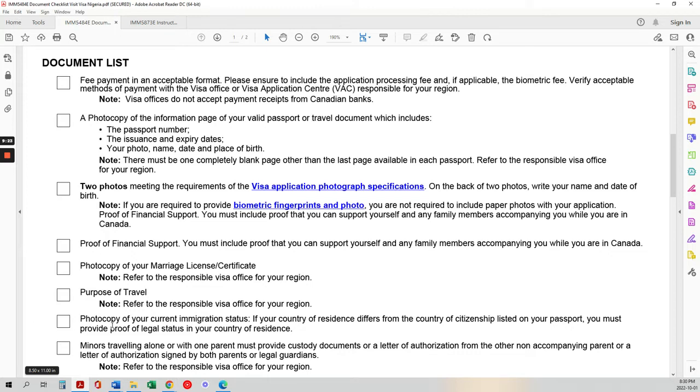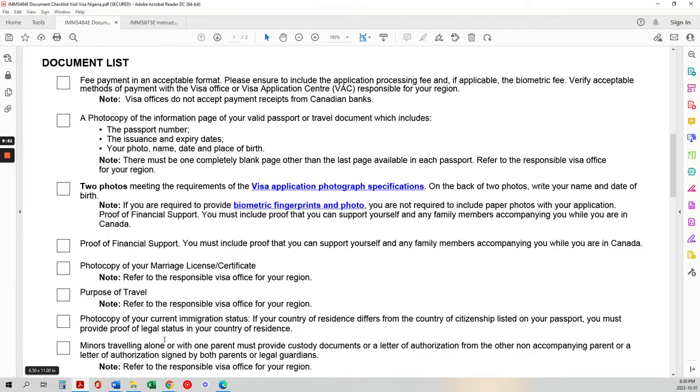A photocopy of your current immigration status, which, if your country of residence is different from the country of citizenship listed on your passport, you must provide proof of legal status in your country of residence. So your passport, your ID card, anything like that, should it be different from where you are. Definitely you need to provide that.